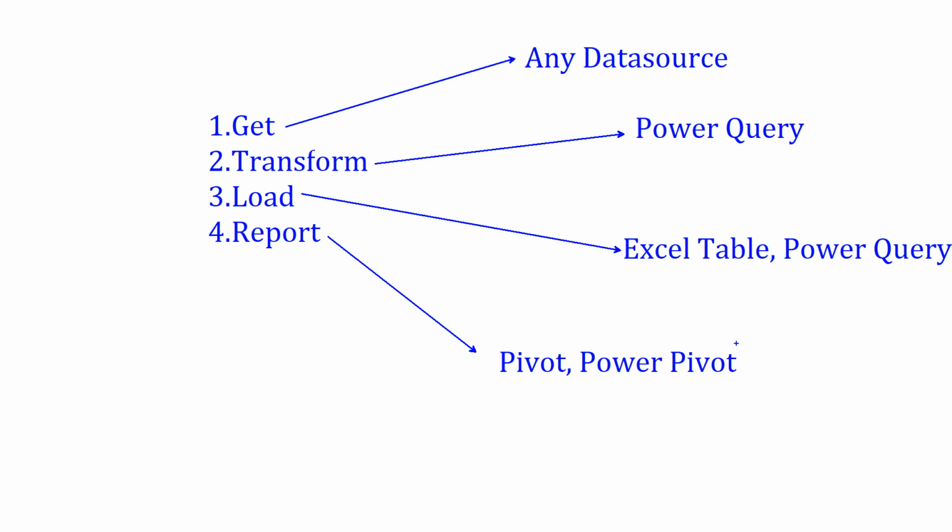Power Query is interconnected. If you don't know how to get the data, we cannot transform it. If you don't know how to transform the data, we cannot load it. If you don't know how to load the data, you cannot report it. So all are interconnected, and we are going to start with get data. In Power Query there is an option to get the data and straight away load it also, but I don't recommend it. Always follow the hierarchy: get it, clean it up, transform it, then load it.